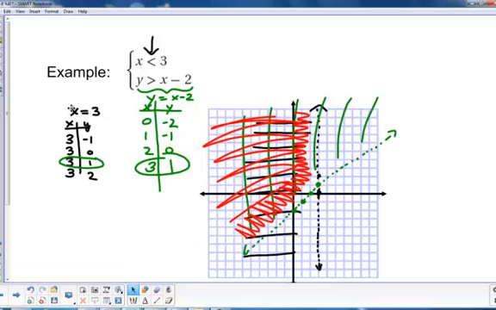And it would also be a good idea to test. Like you could plug in (0, 0). That's a point that's in the solution, and make sure it works. Is 0 less than 3? Yes. Is 0 greater than negative 2? Yeah. So, good.